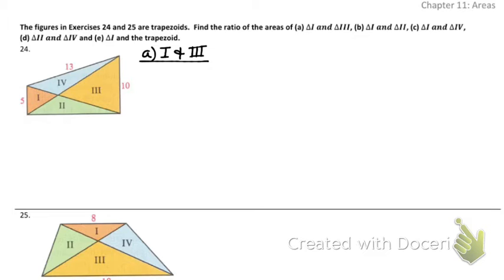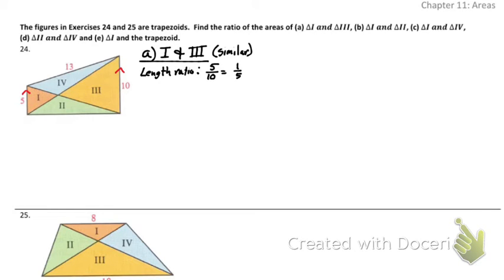In fact, because this is a trapezoid, we have parallel lines. And with parallel lines, we have similar triangles. So these two triangles are similar triangles. They are similar. When we go the route of similar, we have to come up with our length ratio first, and then we find our area ratio. So from 1 to 3, our length ratio is going to be 5 over 10, which equals 1 over 5.